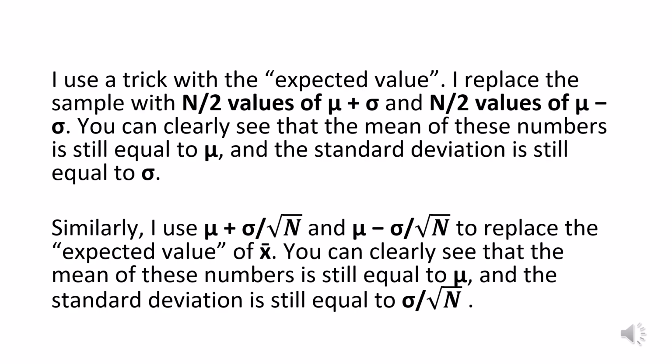I replace the sample with n over 2 values of mu plus sigma and n over 2 values of mu minus sigma. You can clearly see that the mean of these numbers is still equal to mu, and the standard deviation is still equal to sigma.